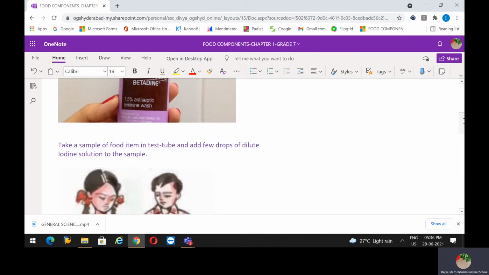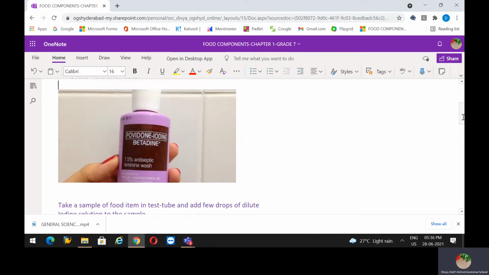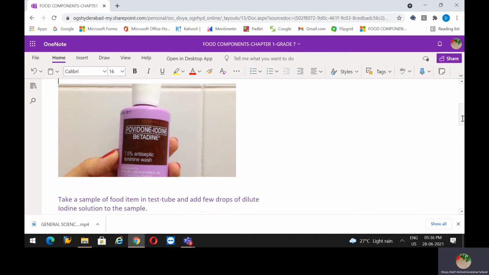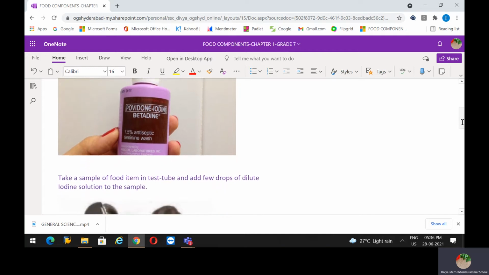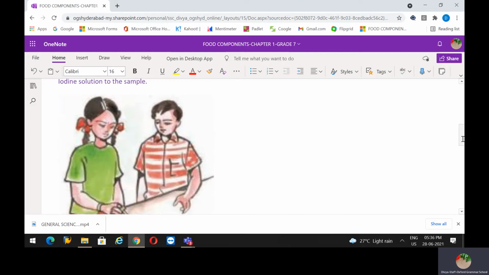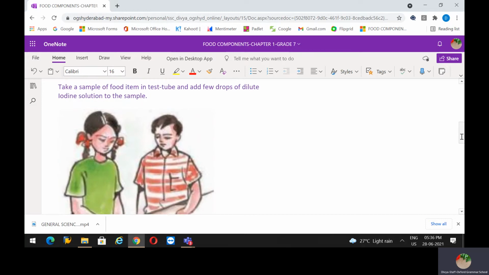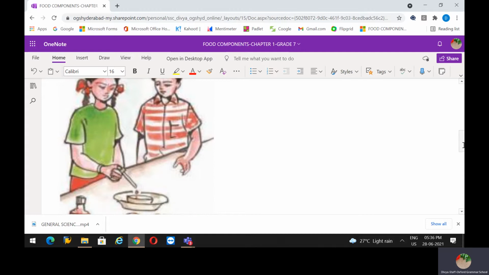Now what is the procedure? Take a test tube or a cup and add a few drops of iodine crystal into it, and add a few drops of water. Then it will be an iodine solution. Now what you need to take? You need to take a food sample in a test tube and add a few drops of dilute iodine solution into the sample. Take some food sample, drop iodine solution and mix it thoroughly.